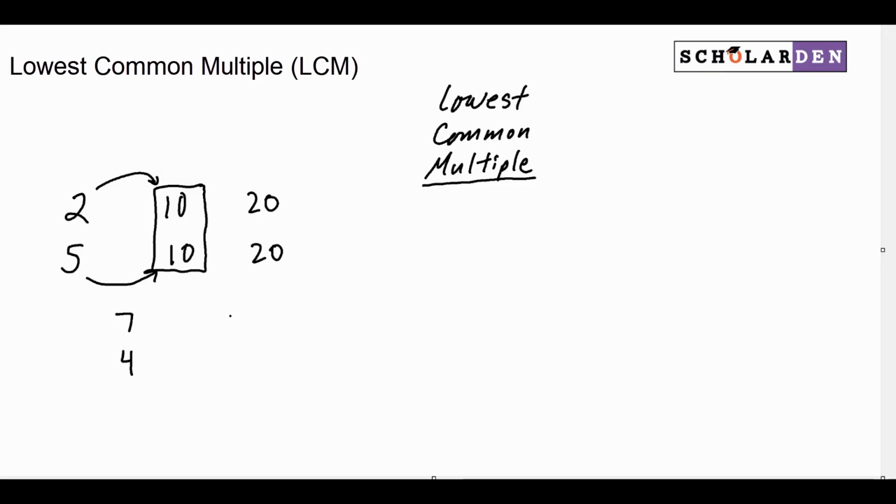Well, 7 times 8 is 56, and 4 times 14 is 56. Whoops. So that's a common multiple, but the lowest common multiple for 7 and 4 is 28. Okay, now let's look at this method that will get you that lowest common multiple every time.